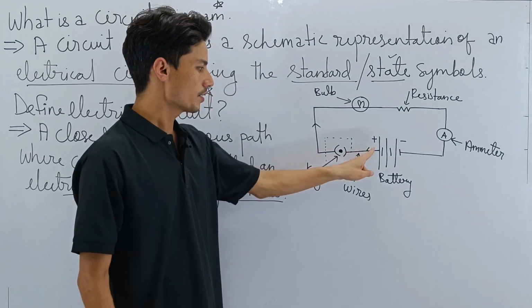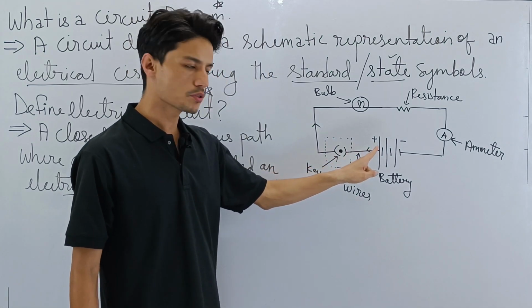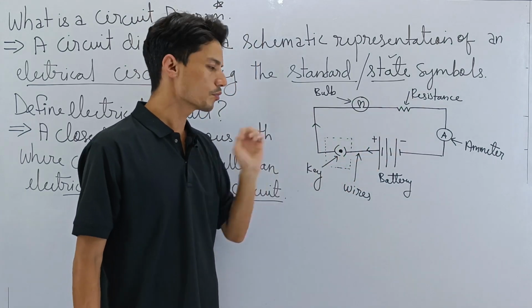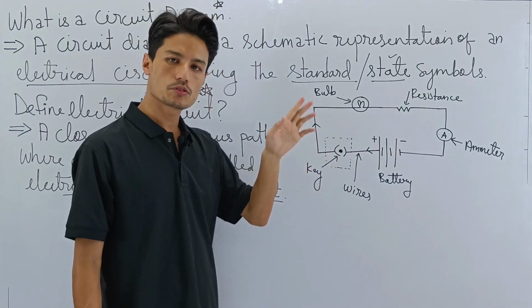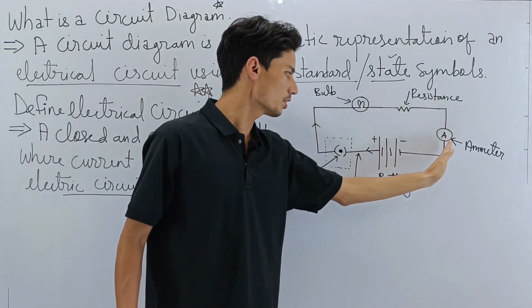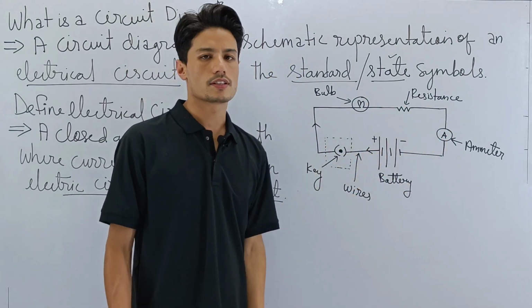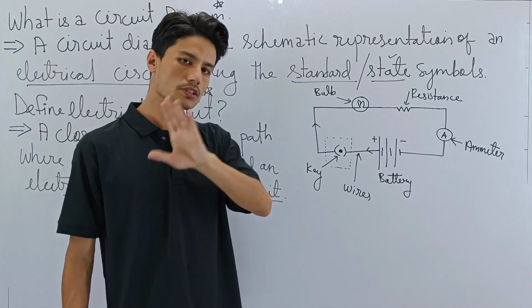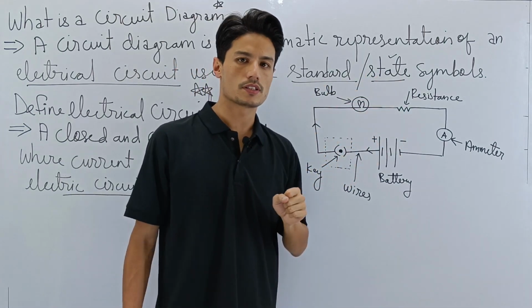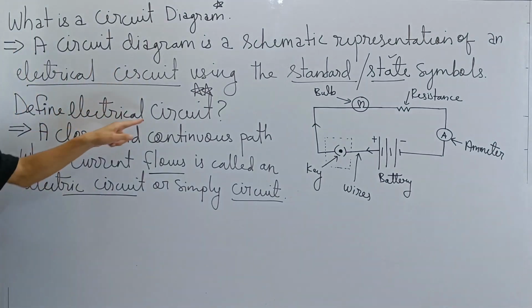So current flows out from here. We assume that current flows from positive terminal to negative terminal. So if the key is open, then current will not flow. In order to make current flow, key has to be inserted. Then the circuit is closed and the current will get a path to travel. A closed, non-disturbing, continuous flow for current to pass through. That is what an electric circuit is about.